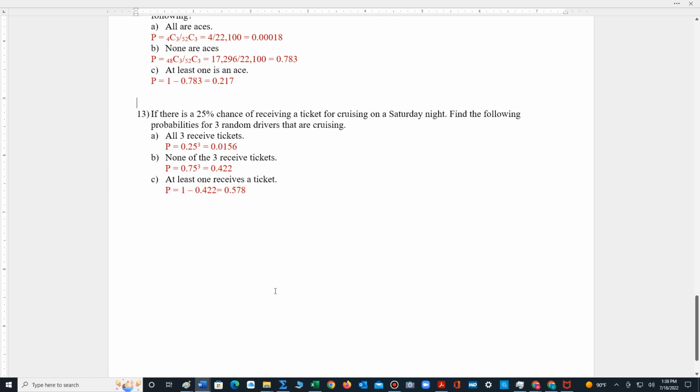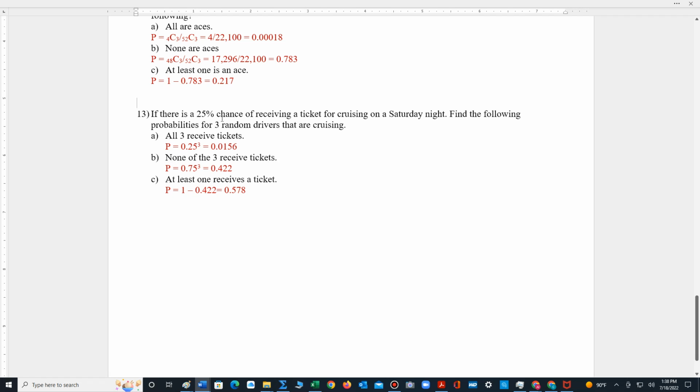Number 13 says the following. If there is a 25% chance of receiving a ticket for cruising on a Saturday night, find the following probabilities for 3 random drivers that are cruising. All 3 receive tickets. In this case, we're dealing with independent events. We have a small sample taken from a large population. So the chance of getting a ticket is 0.25. We raise it to the 3rd power because we're choosing 3 random drivers. The answer is 0.0156.